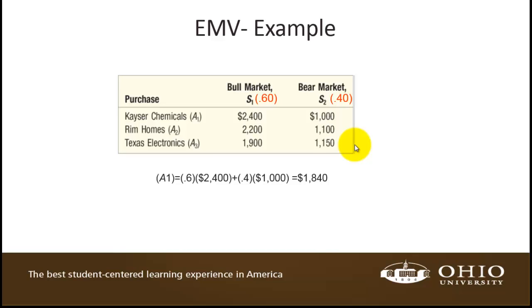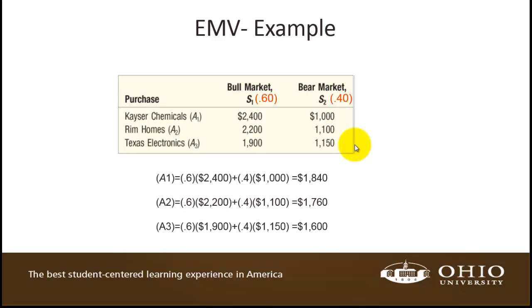Now understand that if Bob invests in Kaiser Chemicals, he's never going to get $1,840. He's either going to get $2,400 or $1,000, depending on whether we have a market rise or a market decline. The $1,840 is nothing more than an expected value based on probability. In a similar fashion, we can calculate the expected monetary value for the other two alternatives. So how would we know which of those to choose? Well, obviously we want to choose the one that gives us the best or highest expected payoff, and that would be $1,840, and the alternative selected would be Kaiser Chemicals.